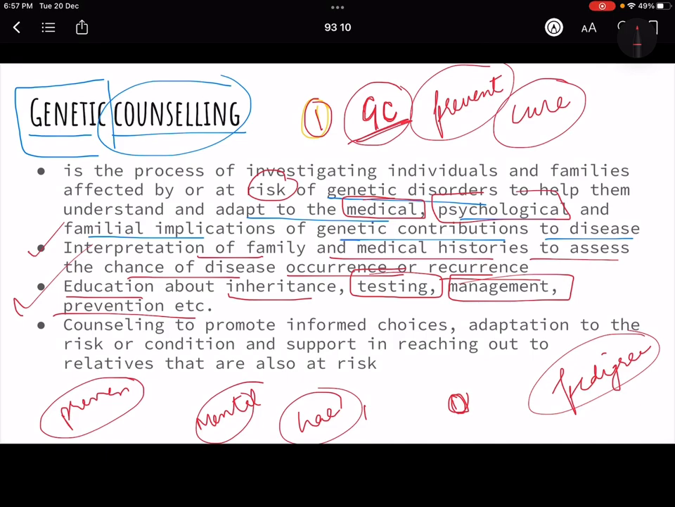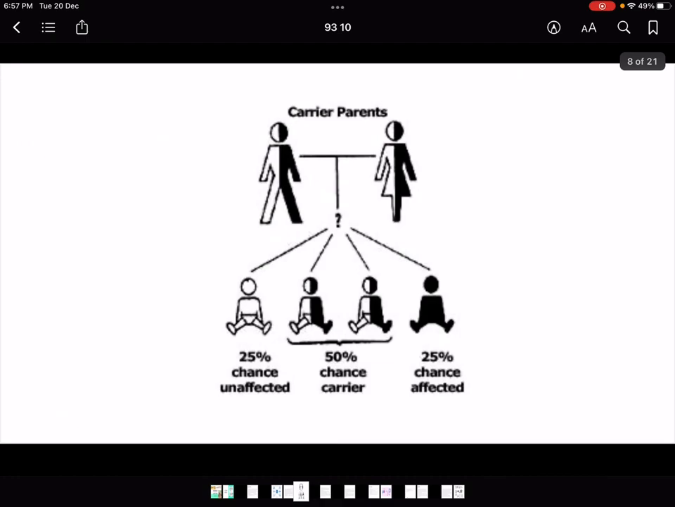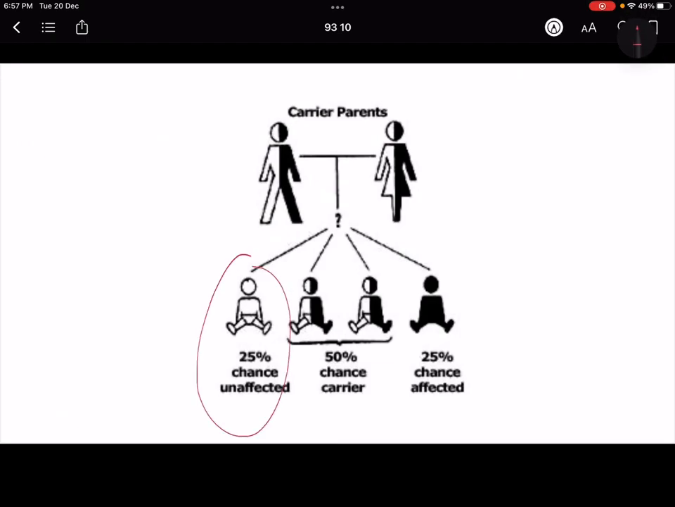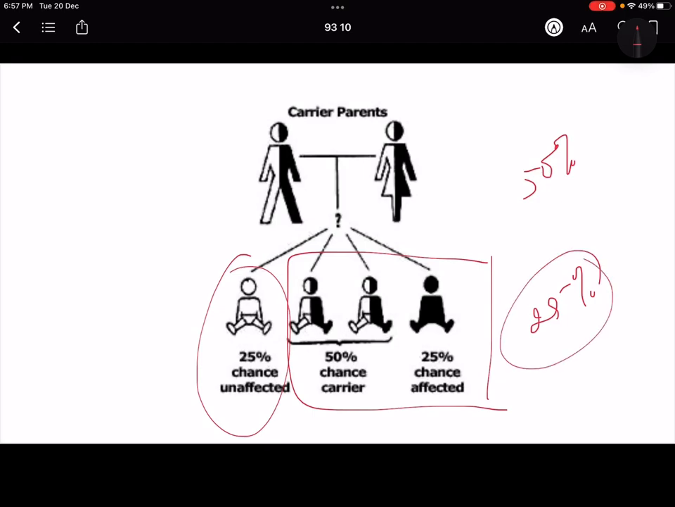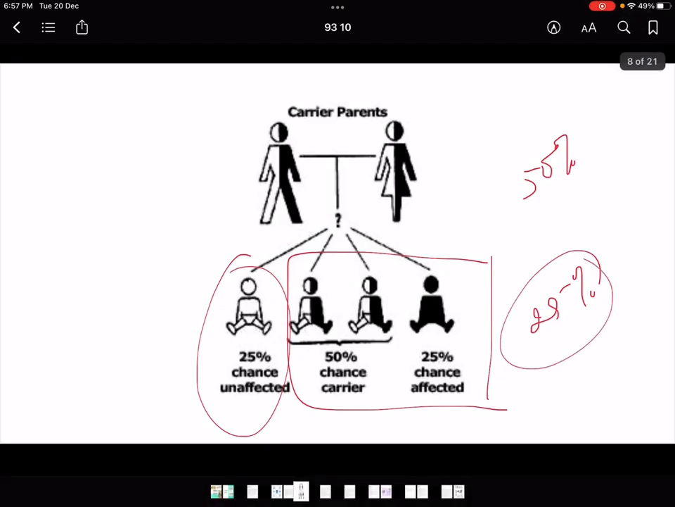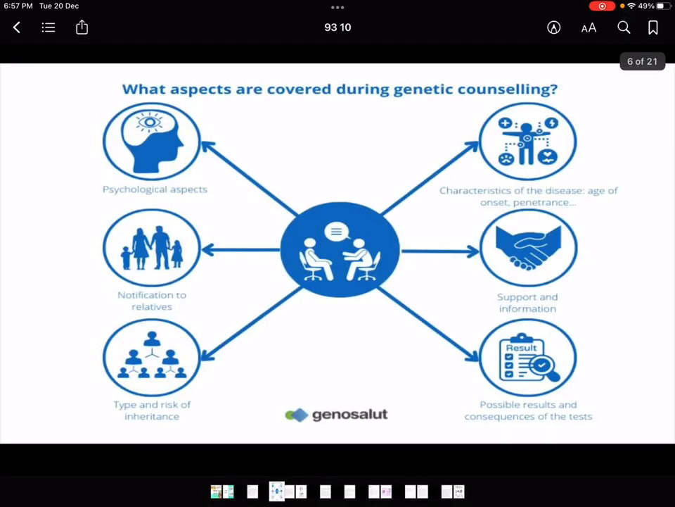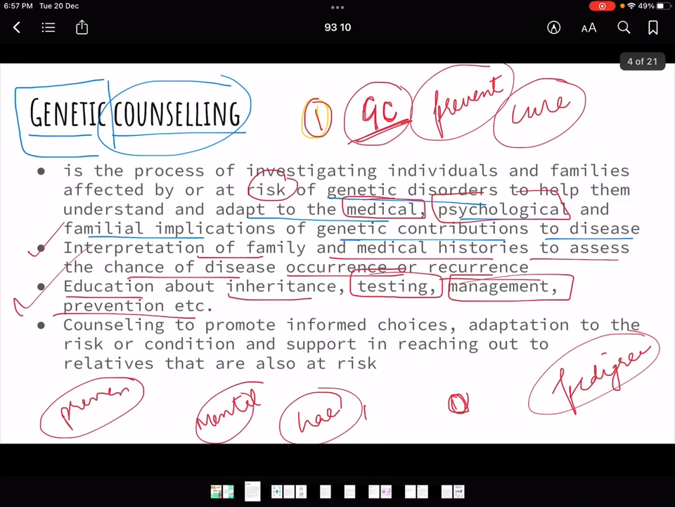For example, let's look at this picture again. There is a 25% chance you have unaffected children, but there are chances that 50% will be carriers and 25% will be affected. So they can take certain measures to correct what is happening also. So this is genetic counseling.